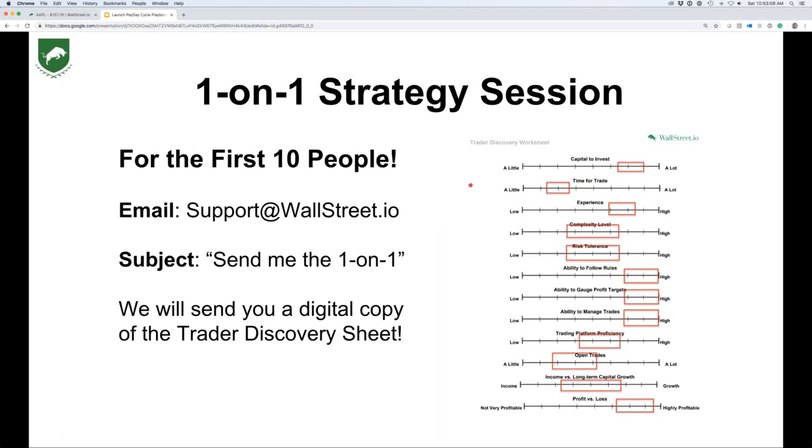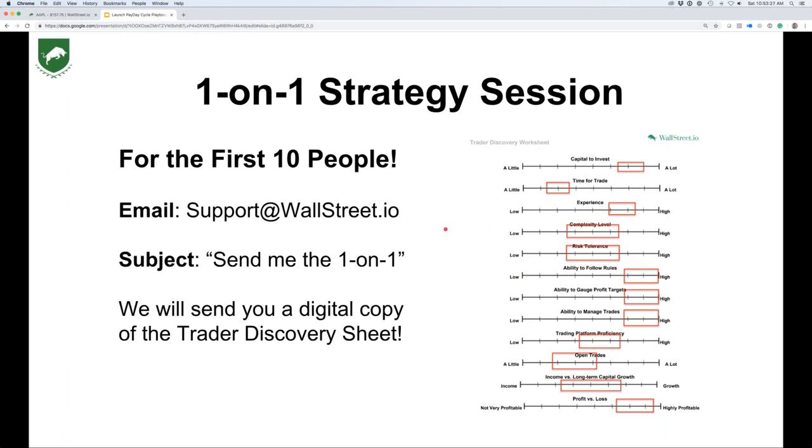I'm going to ask you questions like your experience level. How good are you at following rules? What's your ability to gauge profit targets like? How are you at managing your trades? How many open trades do you have? What's your profitability versus loss? And are you looking for income or growth? You fill this out twice, once for where you are now and once for where you want to be.